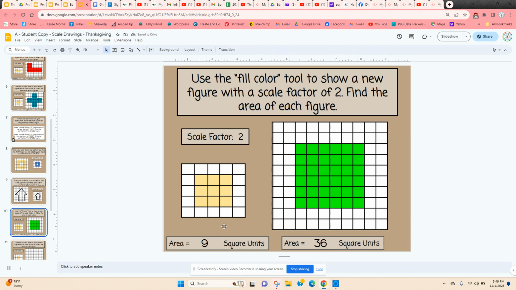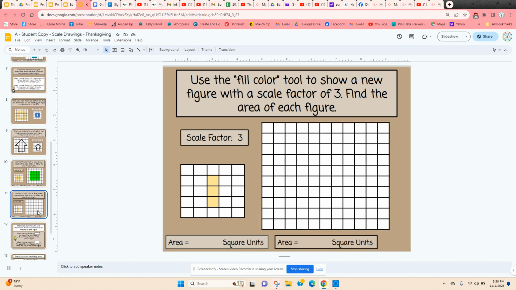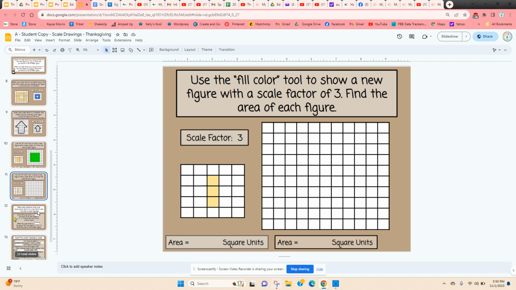Now, when you're looking at the area, you're not going to multiply by the scale factor, but you are going to use the scale factor. So you're going to multiply by the scale factor squared. 2 squared would be 4, so I just multiply 9 times 4. And you're going to do the same thing on the next figure also.